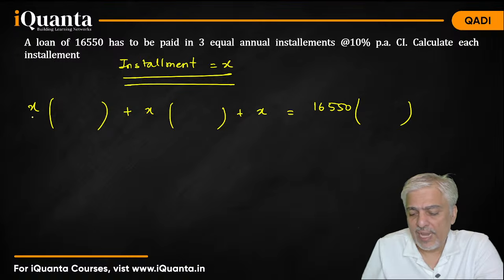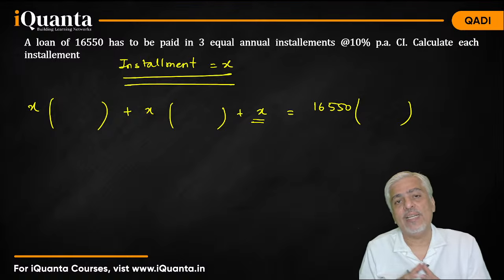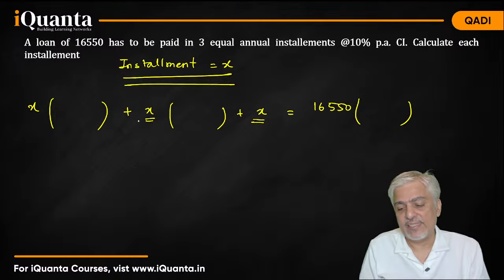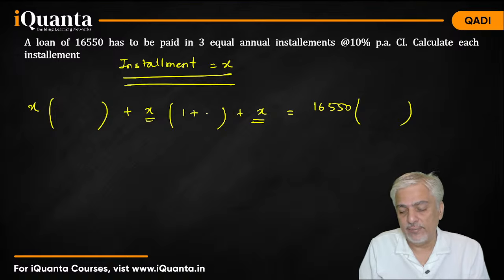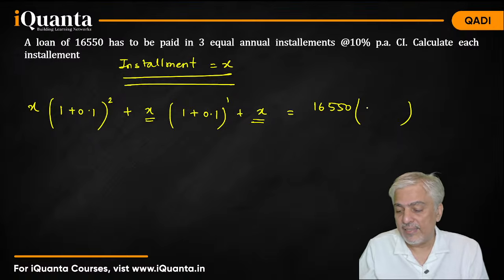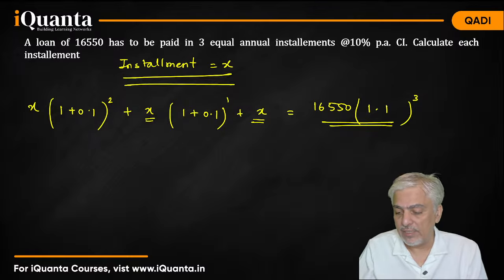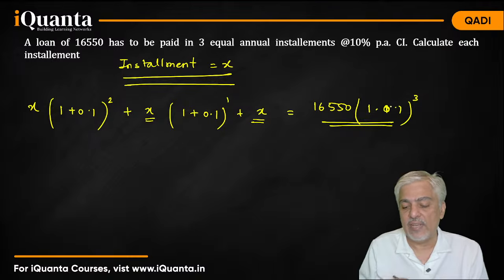Very simple logic. I pay 3 times x. The last x which I pay just on time, so I don't get any benefit on that. But the first x which I pay, the second x which I pay 1 year early. So 1 plus 10 upon 100, which is 0.1 raised to 1, because I paid it 1 year early. The first one I paid 2 years early. Okay, and this I pay, and this is what I'm supposed to pay. If I had not paid everything, this is what I'm supposed to pay at the end, and that is always the method 1 plus 0.1. Always use this method for installment, works every single time.